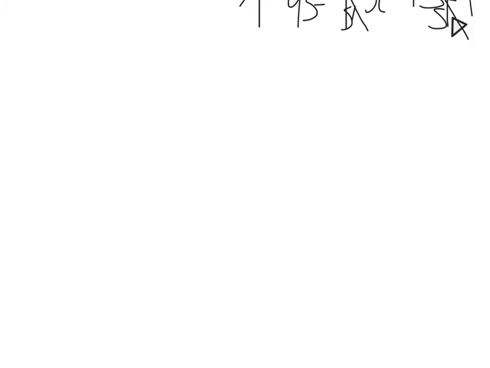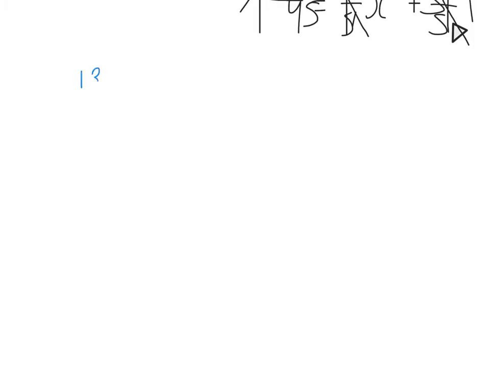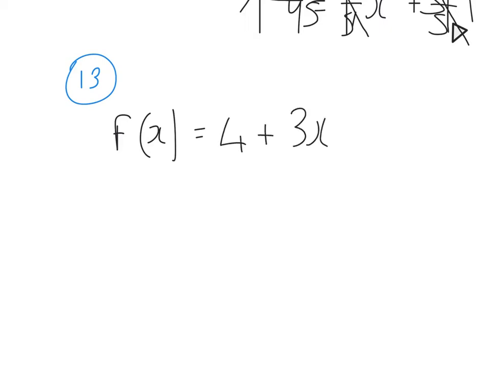Okay, within this section there's also content called functional notation. We're going to have a look at that. Okay, so f of x equals 4 plus 3x. The question is looking for f of minus 2. These are straight substitution questions.